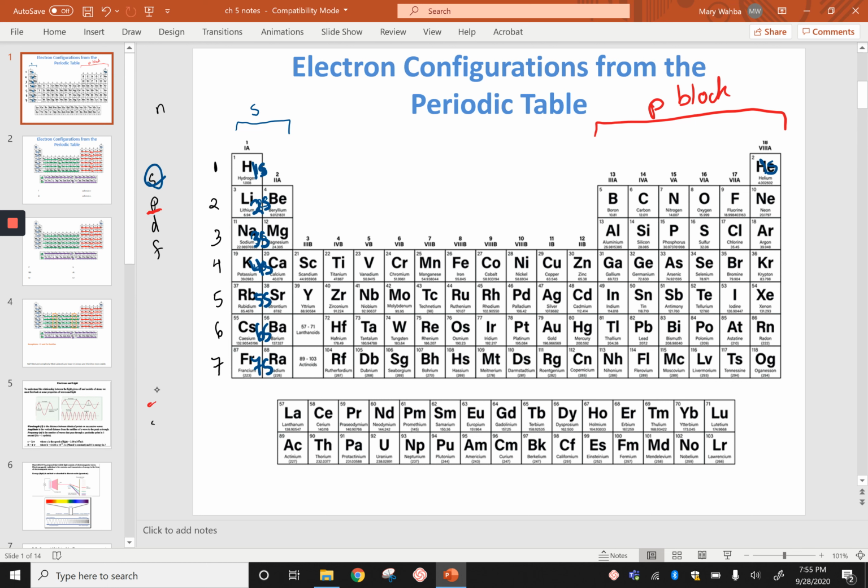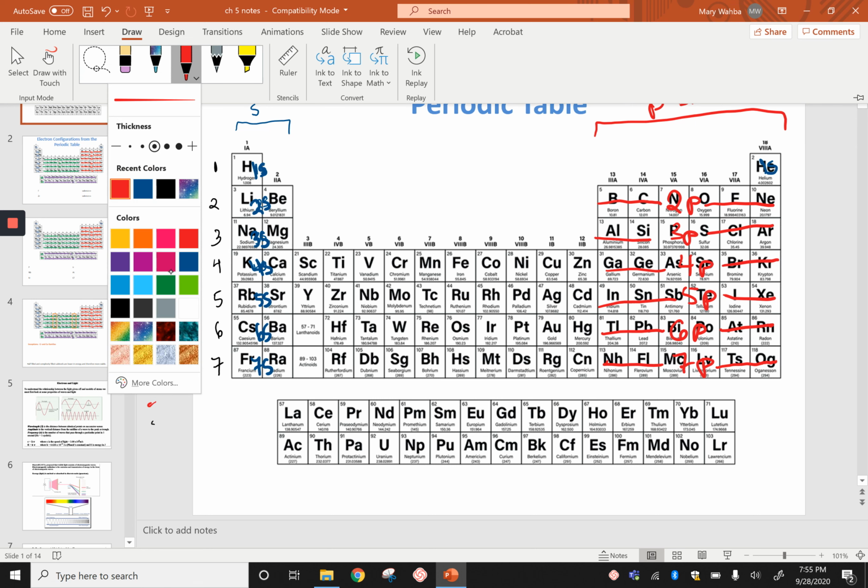We don't have a 1p, that doesn't really exist. This right here is our second period, and so this would be our 2p. So that block of 6 right there. This would be 3p, and then 4p, and then 5p, and 6p, and then 7p. Okay, we got our P's. Let's move on to the D's.